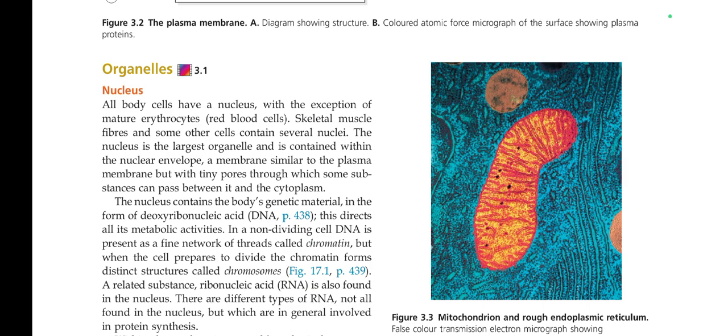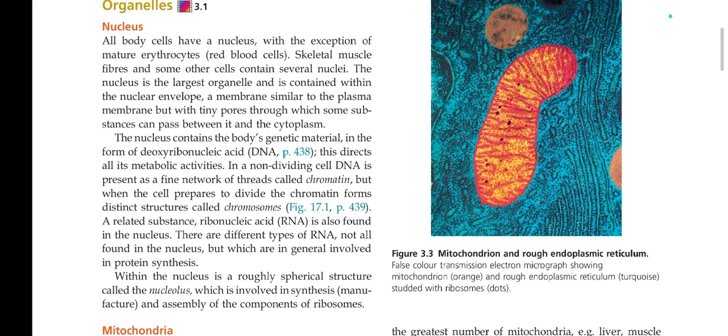Nucleus. All body cells have a nucleus with the exception of the mature erythrocyte, the red blood cell. Skeletal muscle fibers and some other cells contain several nuclei. The nucleus is the largest organelle and is contained within the nuclear envelope, a membrane similar to the plasma membrane, but with tiny pores through which some substances can pass between it and the cytoplasm.